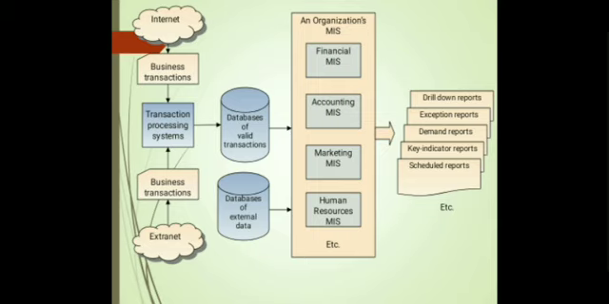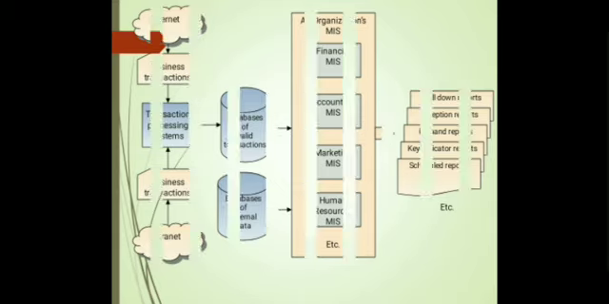Through these functional MIS, the various reports already explained, drill down reports, exception reports, demand reports, key indicator reports, and schedule reports, can be created as examples and used for the decision making process. These are called summary reports. And if it doesn't match the condition, it becomes an exception report.